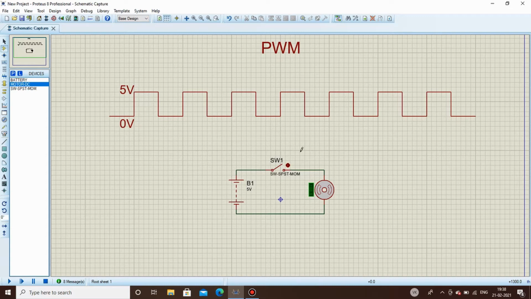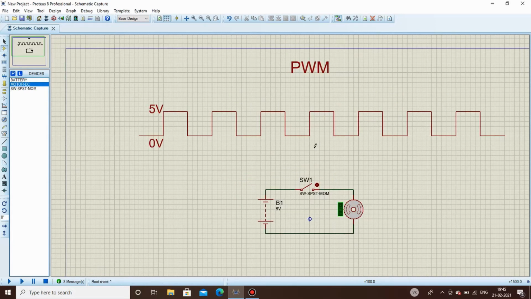Now let's come to this example over here, where you have a battery of 5 volts and a motor connected to it. Assume that the motor is rated for 5 volts. So when you connect a battery of 5 volts, the motor shall be rotating at its full speed. Suppose you have to reduce the speed of this motor. This is where PWM comes into the picture.